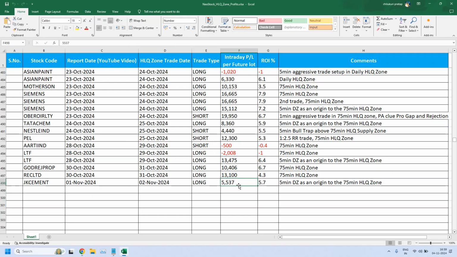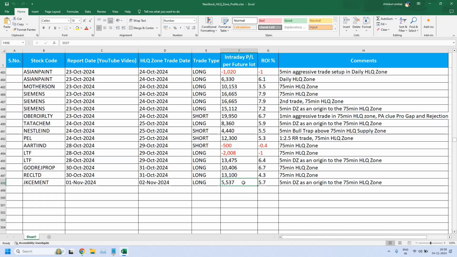JK Cement has given 5,537 rupees, which is 5.7% ROI. Because one margin cost is around, I think, 87 or 89,000. Suppose you are investing 2 lakhs, you would have got 2 futures today with that money. Maybe you would have got 10,000 or 11,000 rupees profit by buying 2 futures, if you have 2 lakhs capital.